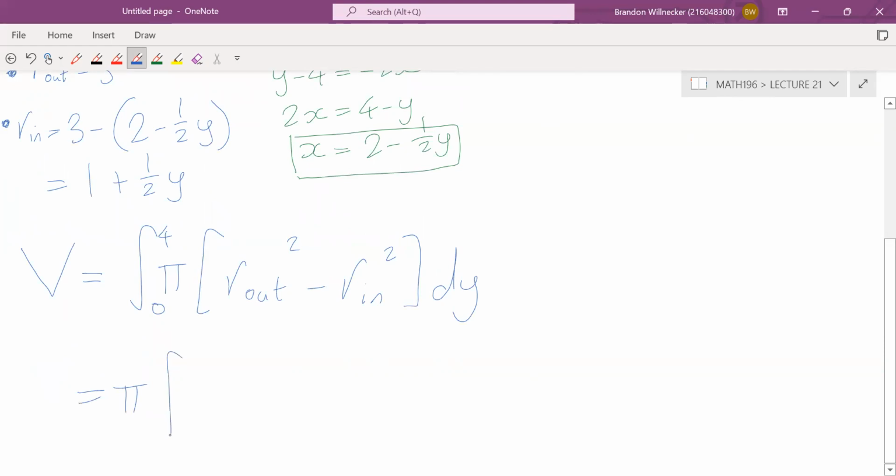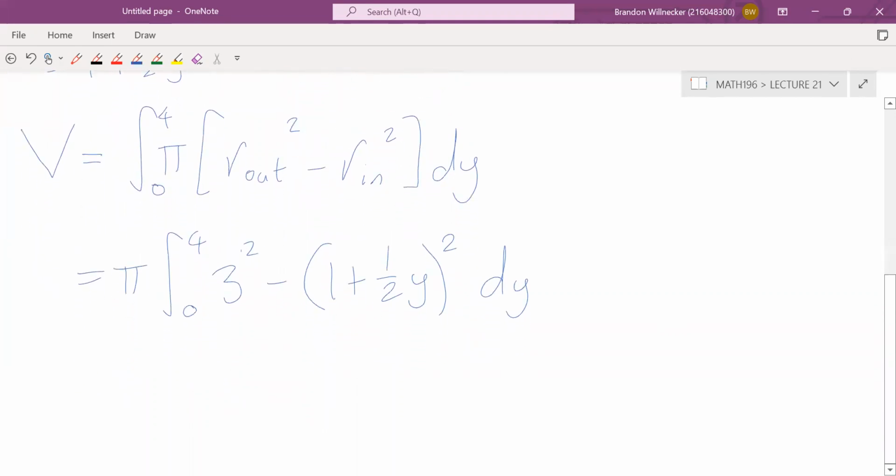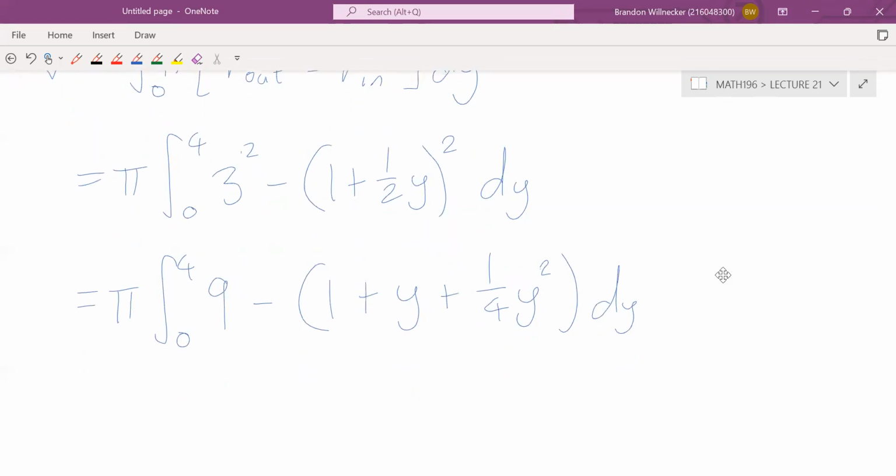So that's going to be pi times the integral from 0 to 4. R out, that's just 3. R in, that's 1 plus 1/2 y, but all of that squared, dy. Okay, so let's just expand this out and then we can integrate. So that's going to be pi integral from 0 to 4, 9 minus (1 plus y plus 1/4 y squared) dy. Okay, so I've just expanded the binomial out.